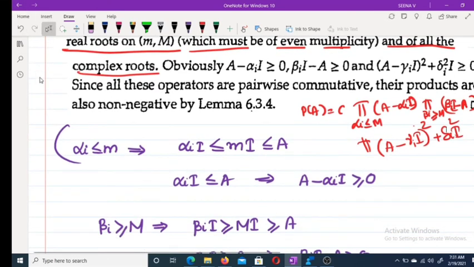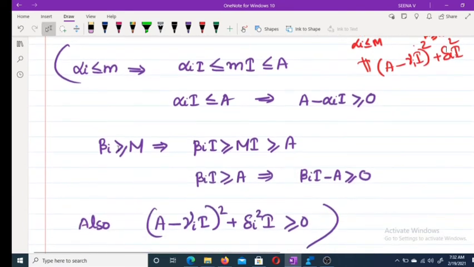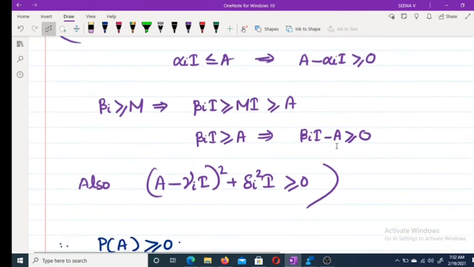Okay. So what is alpha I? We have alpha I less than or equal to m. Alpha I are roots less than or equal to m. Therefore, alpha I is less than or equal to m, and m is less than or equal to a. Therefore, alpha I is less than or equal to a. This implies a minus alpha I is greater than or equal to 0. So this term is greater than or equal to 0. Similarly, beta I greater than or equal to M implies beta I is greater than or equal to M, which is greater than or equal to a. This implies beta I minus a is greater than or equal to 0.